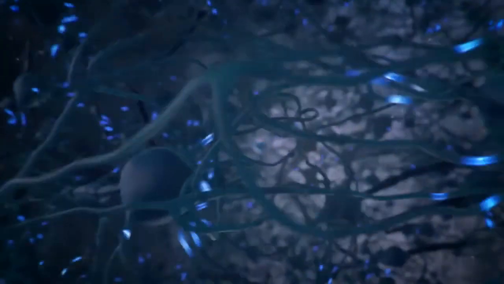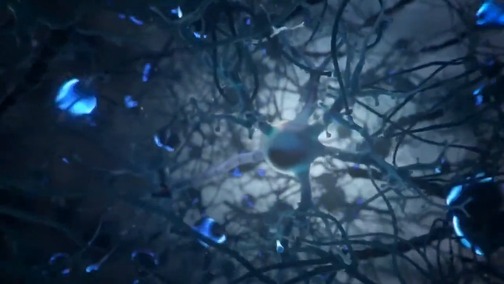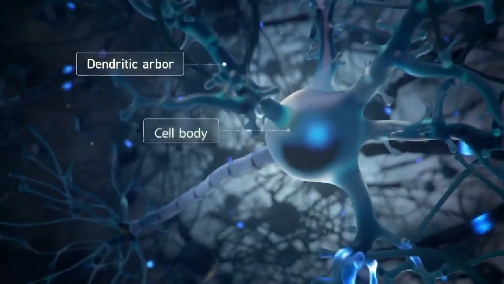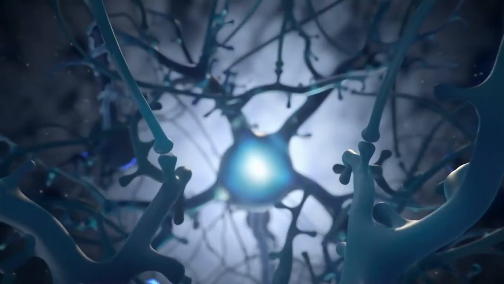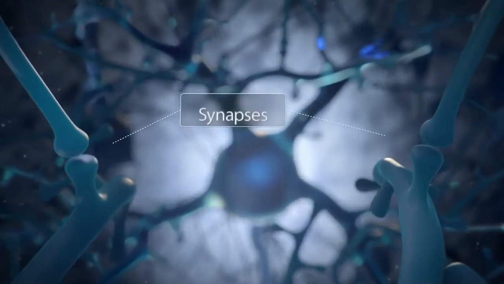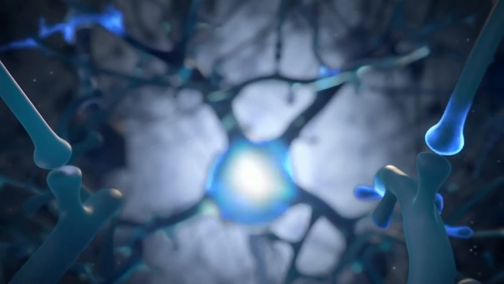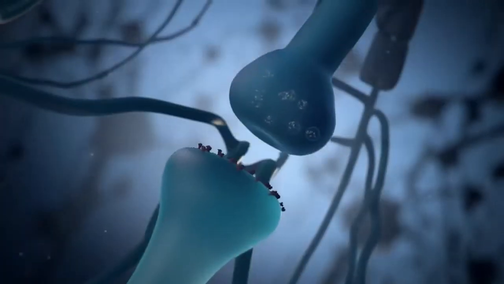Composed of nearly 100 billion cells called neurons. Neurons come in many complex shapes, but generally they have a dendritic arbor, a cell body called a soma, and an axon. The neurons of your brain connect to form a large network through axon-dendrite junctions called synapses. At these connection points, neurons communicate with each other using chemical signals called neurotransmitters.